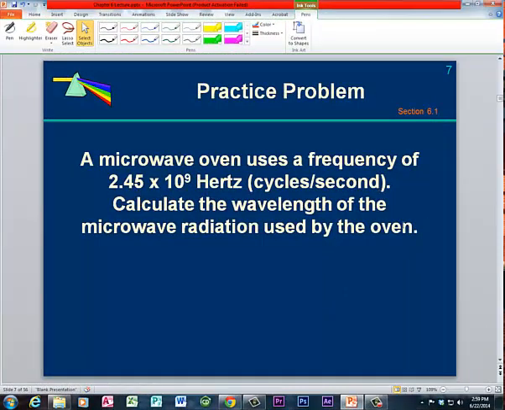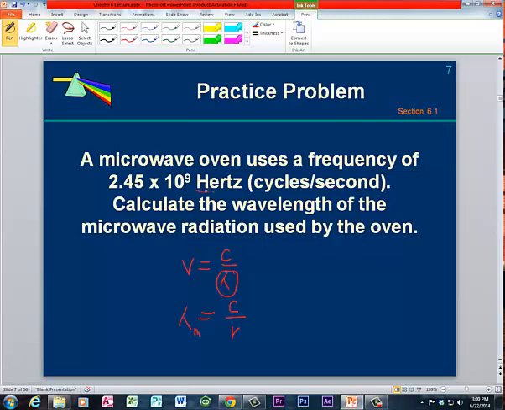A microwave oven uses a frequency of 2.45 times 10 to the 9th hertz, that's cycles per second. Calculate the wavelength of the microwave radiation used by the oven. So in this case, we start out with the equation that you've memorized, which is frequency is equal to c over lambda, and we simply solve for lambda. And if we solve for lambda, we wind up with the wavelength, and that's going to be in meters, is equal to the speed of light divided by the frequency.